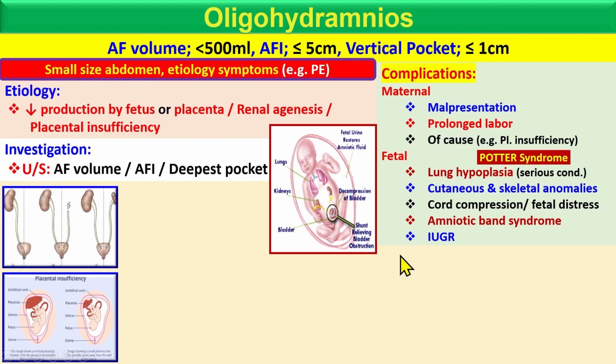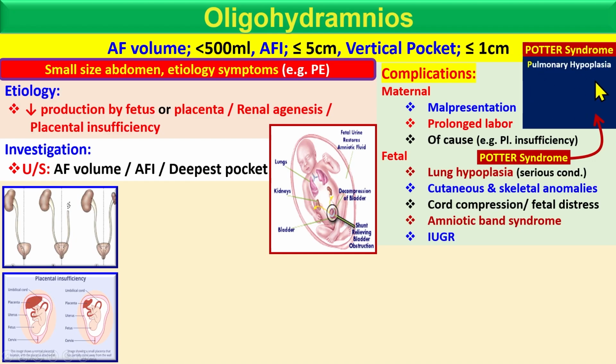There is a condition, Potter syndrome, which is associated with this. What is Potter syndrome? It is actually a mnemonic, POTTER itself. P represents pulmonary hypoplasia, meaning lung hypoplasia. O represents oligohydramnios, which is the trigger. Then twisted skin, meaning the skin anomaly, and twisted face. The other is the extremity defect, the skeletal anomalies, and renal agenesis. So this is Potter syndrome, which is due to the oligohydramnios and the renal agenesis.